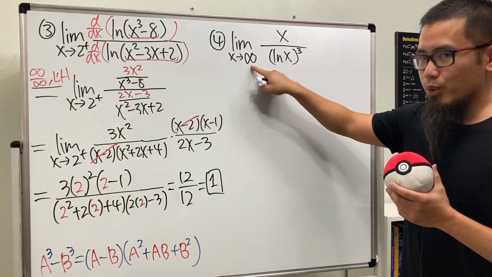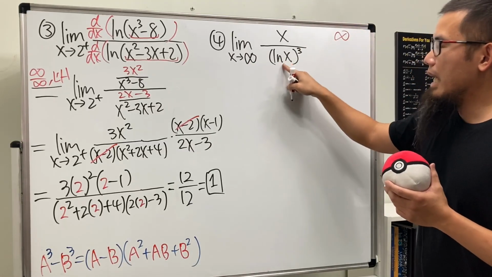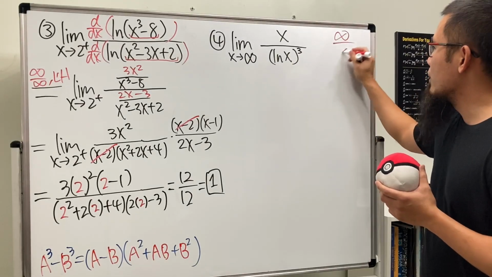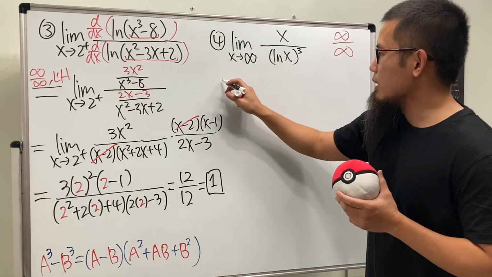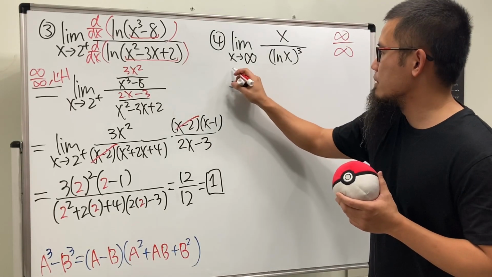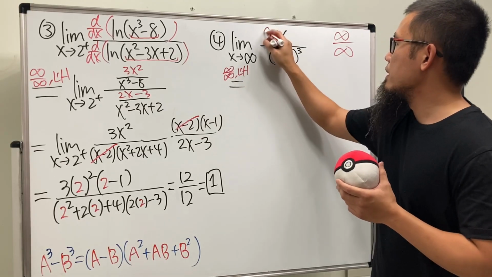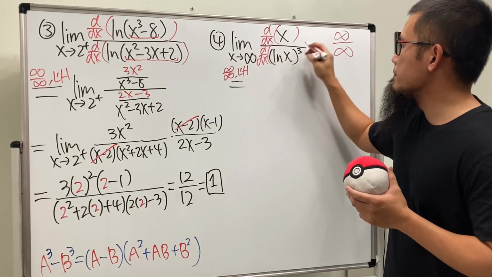When x is approaching infinity, on the top we get infinity. On the bottom, ln infinity is infinity, raised to a third power is still infinity. So this is also an infinity over infinity case. Well, we can do L'Hopital's rule, so I'll write it down right here. So again, infinity over infinity, using L'Hopital's rule, differentiate the top, and then differentiate the bottom.